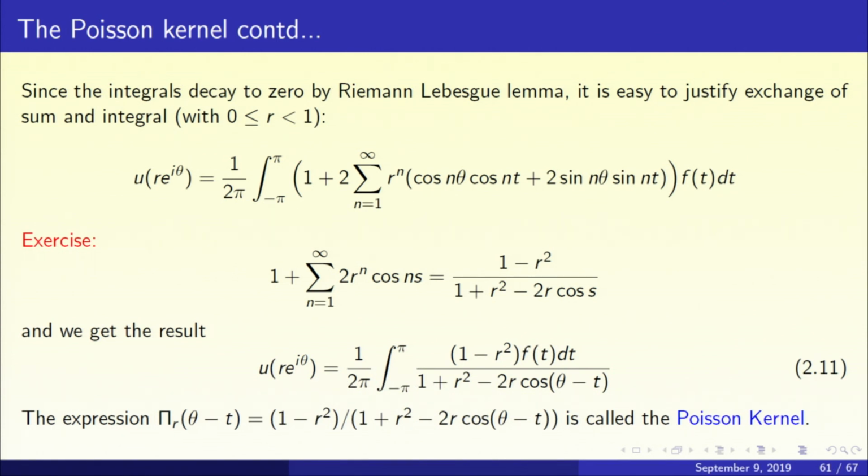And let us look at this expression, 1 minus r squared upon 1 plus r squared minus 2r cosine theta minus t. This expression has been abbreviated as pi sub r of theta minus t. This is called the Poisson kernel. So the solution has been expressed as an integral of f of t multiplied with this Poisson kernel pi r of theta minus t.